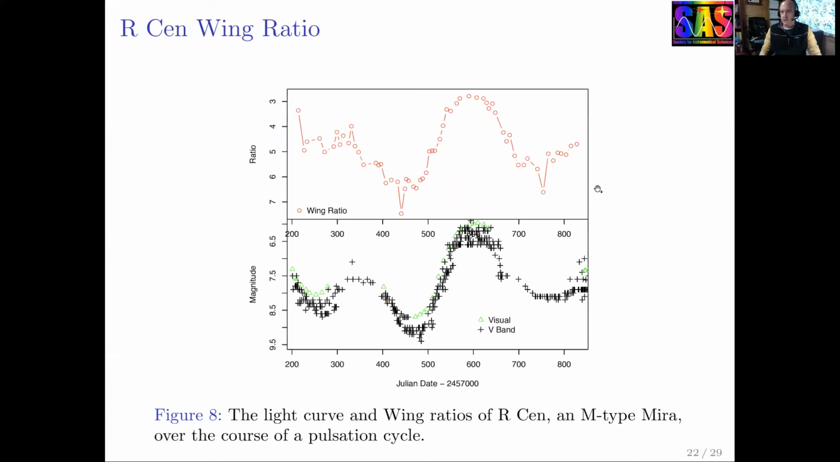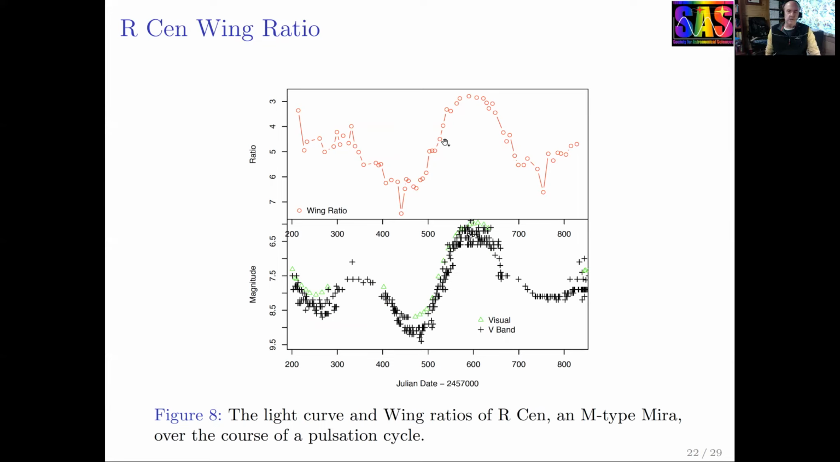So here's the wing ratio, which for this particular star was quite good. Here's our light curve down here from the time we were observing it, including both visual and V-band data. And then this is our wing ratio here. Now, this is the early period when we were just trying to figure out how to do this, and this may not be particularly reliable, but once you get past here, it becomes quite good, except for maybe a point there and a point there, which might have had some problems. Now you can see it rising up over there, matching that light curve quite well.